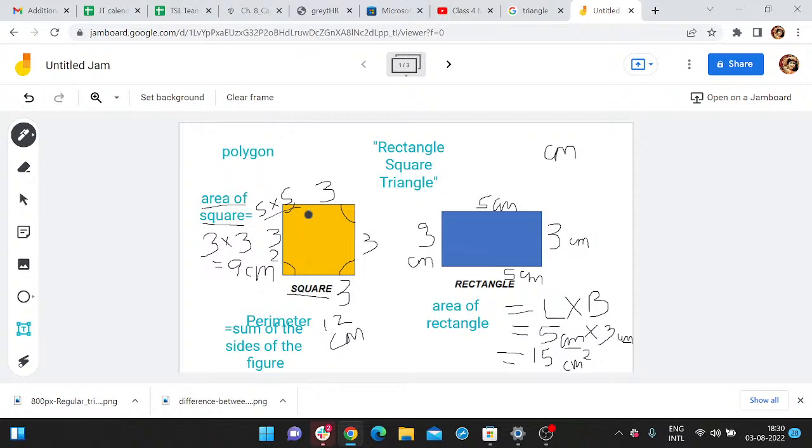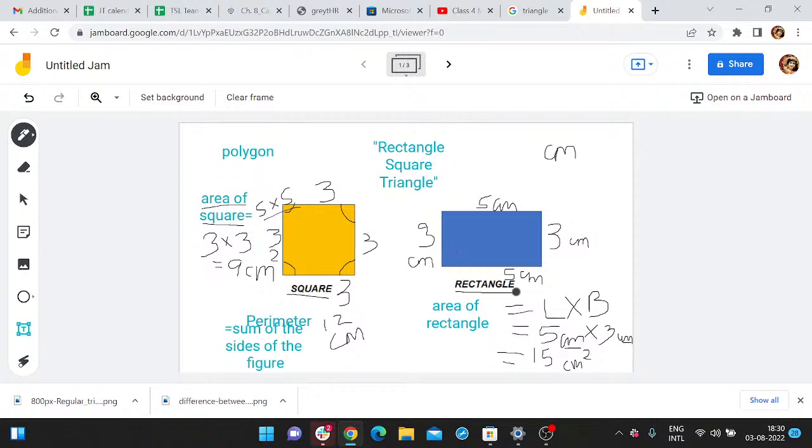Now coming on to the perimeter, and as I've discussed many times before, the perimeter of any figure is going to be the sum of the sides of all, sum of the sides of the figure. तो इसमें कौन सी साइड्स आप देख सकते हो? रेक्टेंगल के केस में what all sides can you see?